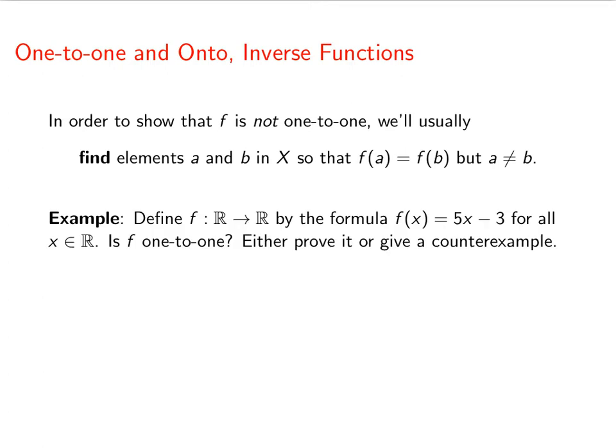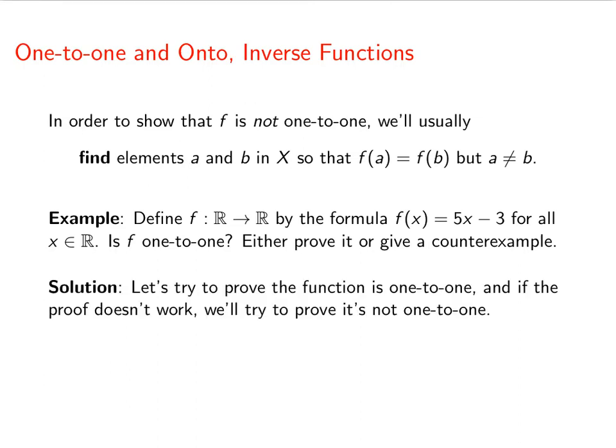So let's run through this example. Let's define f as a function from R to R, the real numbers, by the formula f of x equals 5x minus 3 for all x in the reals. Is f one-to-one? We're going to either prove it or give a counterexample. Now, as a general rule, let's think positive here. Let's try to prove that the functions that we're given are one-to-one. If the proof doesn't work, we'll try to prove it's not one-to-one.